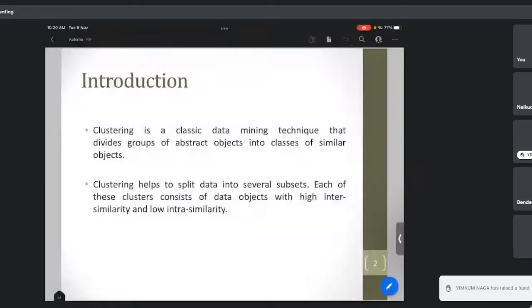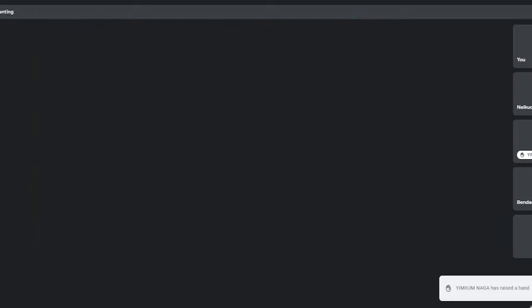Okay. So the introduction of clustering, as most of us probably know, is that clustering is basically dividing a given data set into some groups with similar features. Clustering helps to split data into several subsets. Each of these subsets consists of data objects with high intra-similarity and low inter-similarity. That means within the group, the similarity will be high, and between the groups, the similarity will be low.